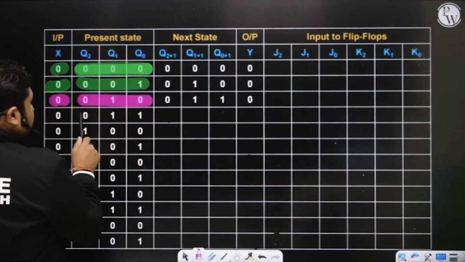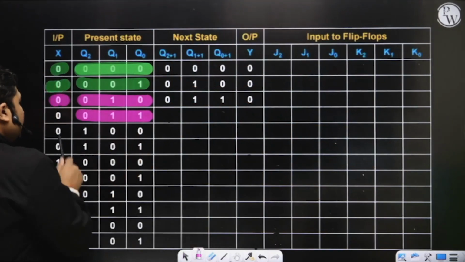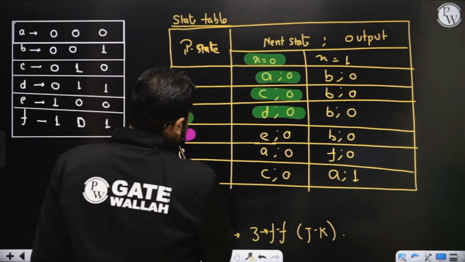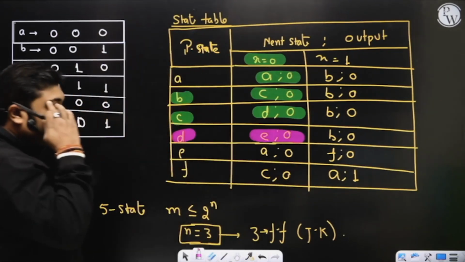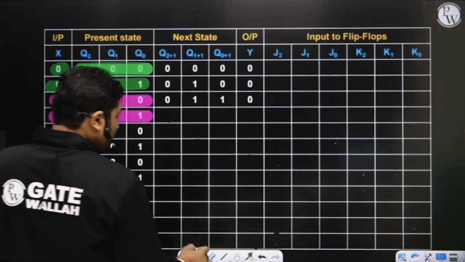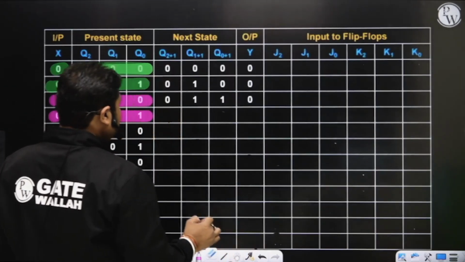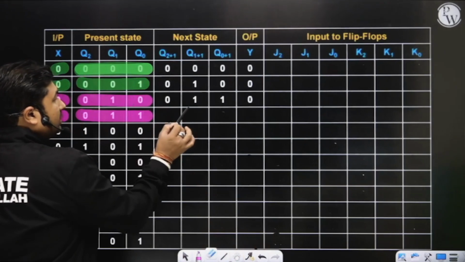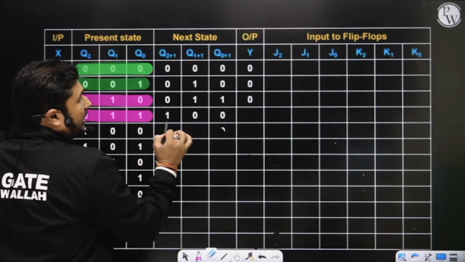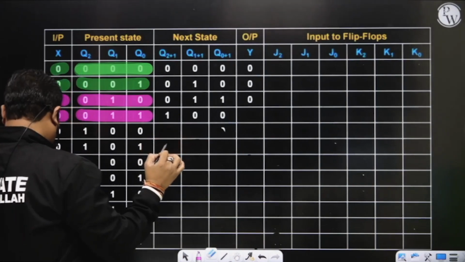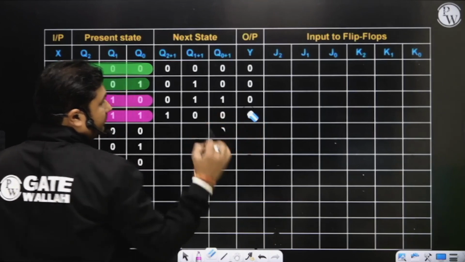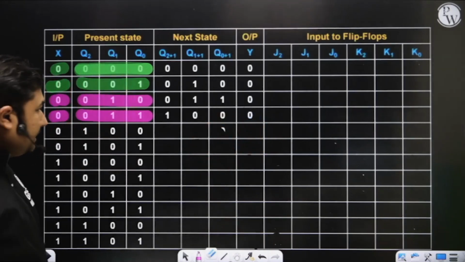Present state D, x is equal to 0. What is the next state, sir? E, output 0. So what is E, sir? E is 1, 0, 0. So we are getting 1, 0, 0. And what about the output, sir? Output is 0, so you will get output 0 here. Is it okay? Great, sir.